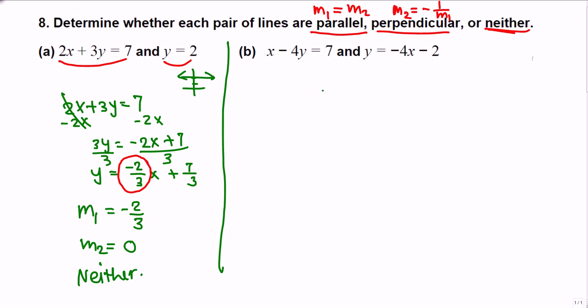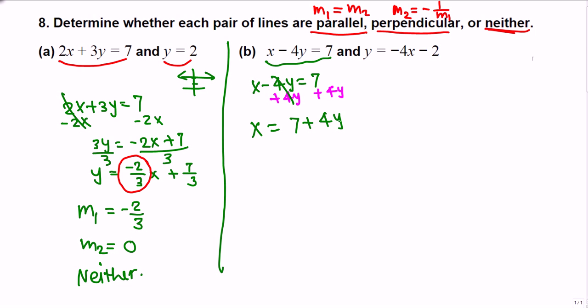Okay, now let's go to the second question. We want to put this in the form y equals mx plus b to determine the slope. So x minus 4y equals 7. We need to isolate y. So I would move the negative 4y to the other side, adding 4y to both sides, to make it positive. Then we have x equals 7 plus 4y. We didn't have to move this, but whenever there is a negative sign, it's wise to move it to the other side to make it positive.